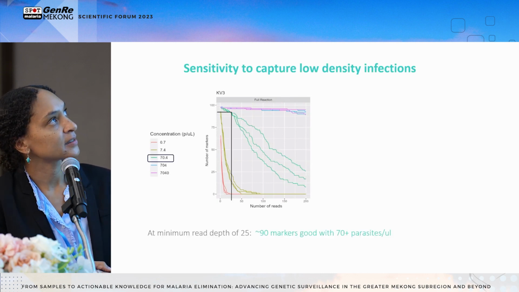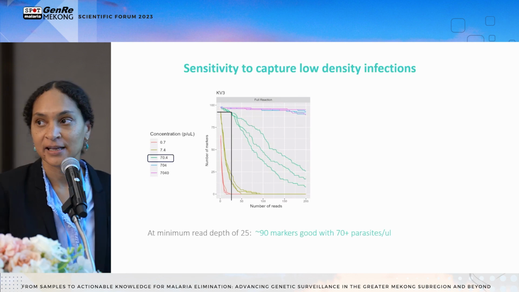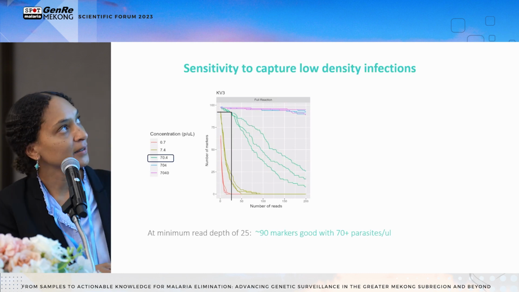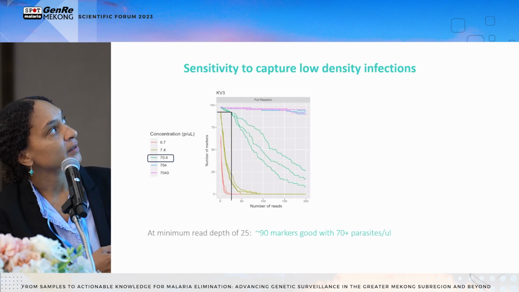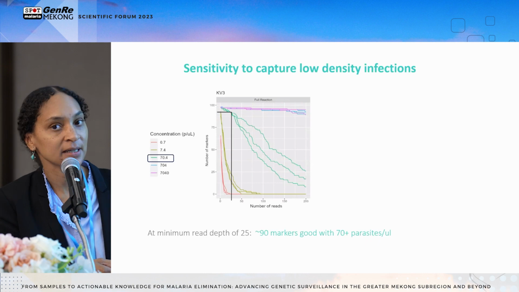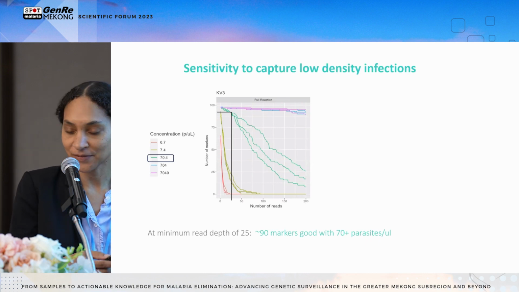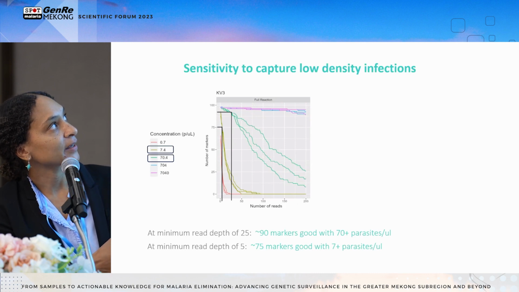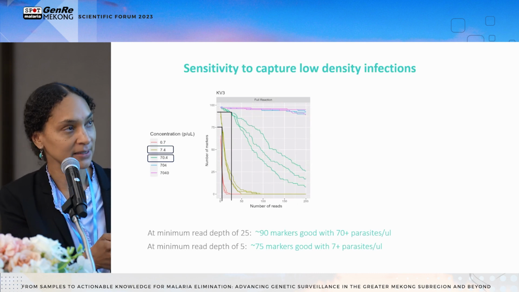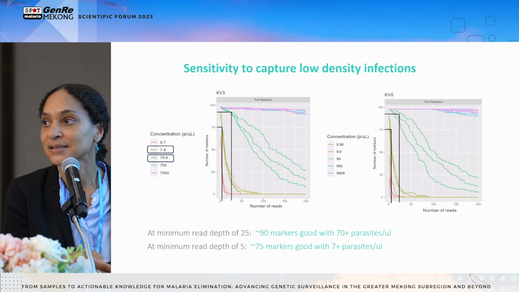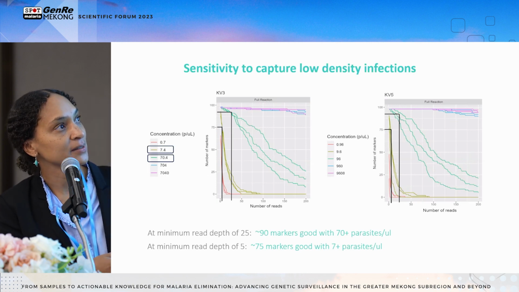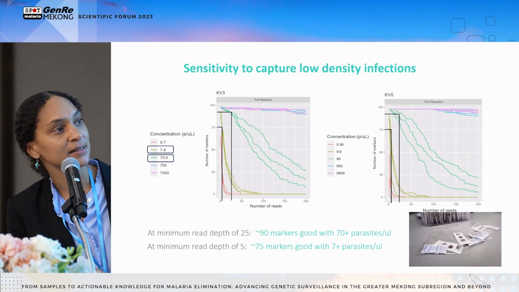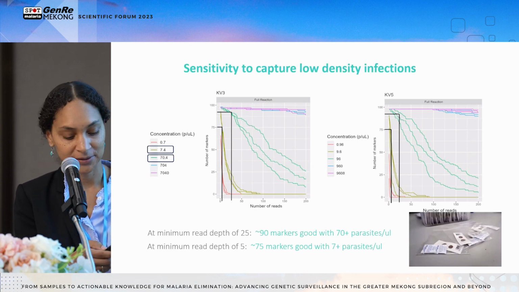To interpret this plot, if one said, for example, I'm happy with just having at least 25 reads for each marker, you can see you'd capture most of our markers if you had 70 parasites per microliter. If you can get away with less, with just 5 reads per marker, you can see that now you still get a lot of data, even with just 7 parasites per microliter. And we see similar patterns with other serial dilutions. So in a nutshell, what that tells us is that we should be able to use these assays even on low density infections.